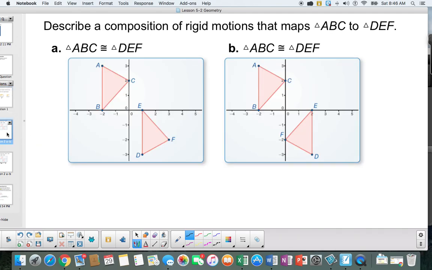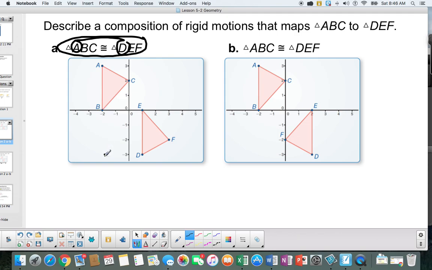Let's describe a composition of rigid motions that map triangle ABC to triangle DEF. If we can describe this rigid motion, we know that these triangles are congruent, and that comes from the definition: triangles are congruent if and only if there is a sequence of rigid motions. It looks like I'm going to need to match A with D, and to do that, I'm going to have to reflect over the x-axis.